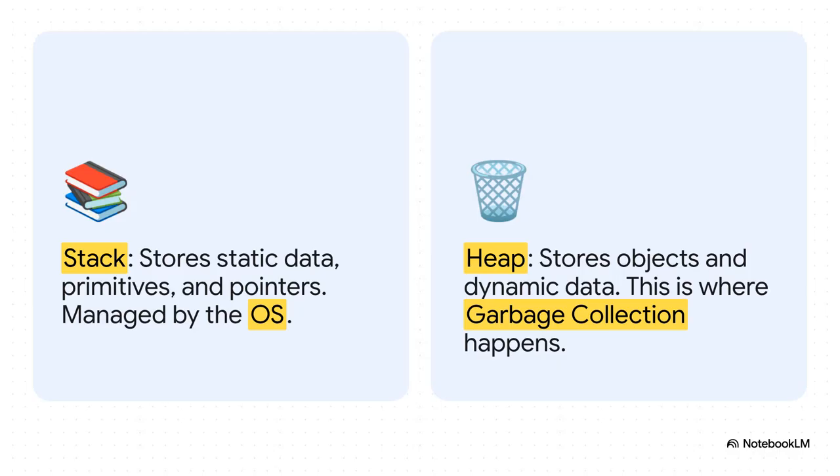To really get this, let's do a quick look at memory. You've got the stack, which is for simple, static data. It's fast, and the OS manages it for you. Easy. Then you have the heap. This is where all the dynamic stuff lives. Objects, arrays, you name it. It's also where the garbage collector does its work. The garbage collector's job is to find objects that aren't being used anymore and clean them up. But sometimes it gets tricked and it fails to release memory it should have. And that's exactly where a memory leak happens, right there on the heap.